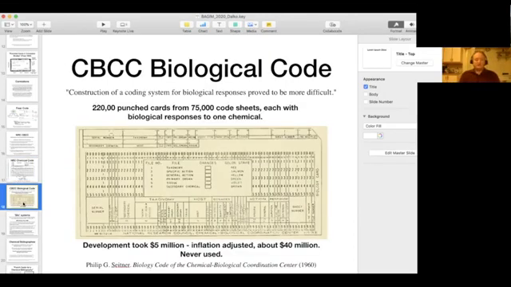What about biological codes? So they worked on that. That took about $40 million in present-day terms, $5 million then. When the funding ran out in '57, 3 people on staff kept going for another 3 years to get this book released. It was never used.